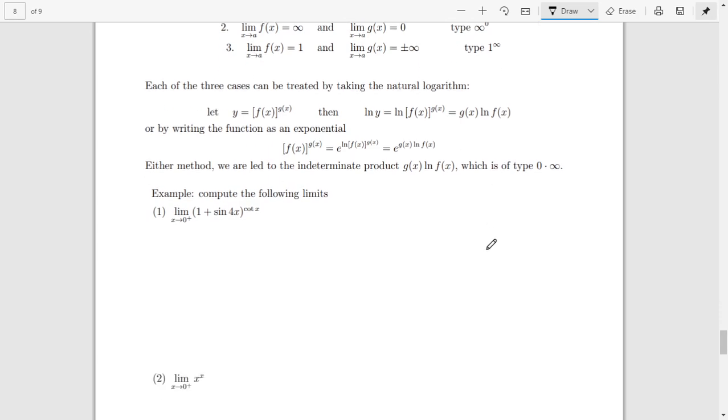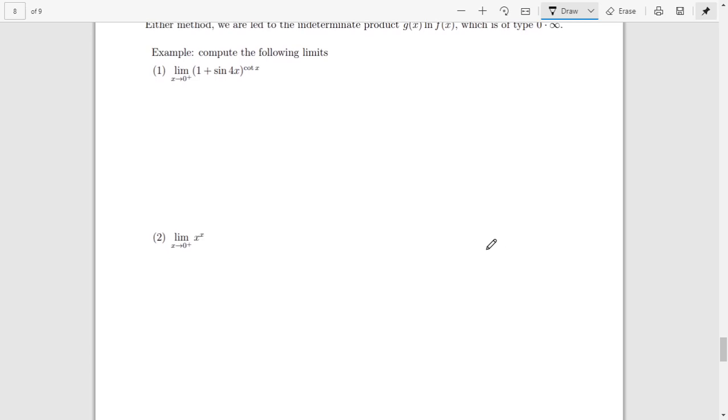We are just going to look at a few examples involving this kind of scenario. Now imagine that you're asked to find the limit of 1 plus sine of 4x to the power of cotangent of x as x tends towards 0 from the right. What is this going to be?